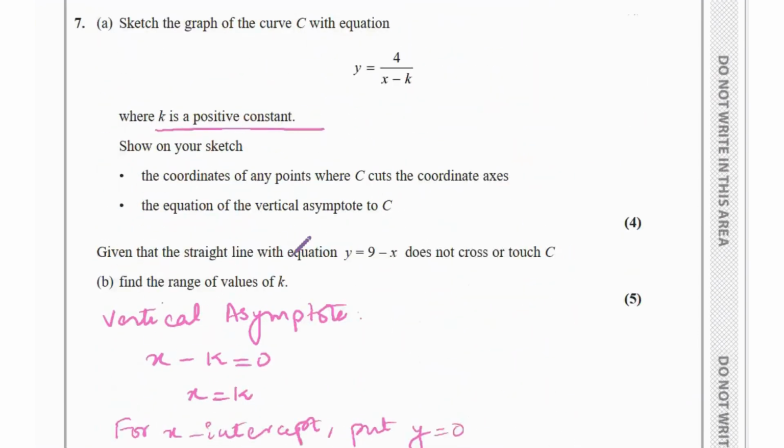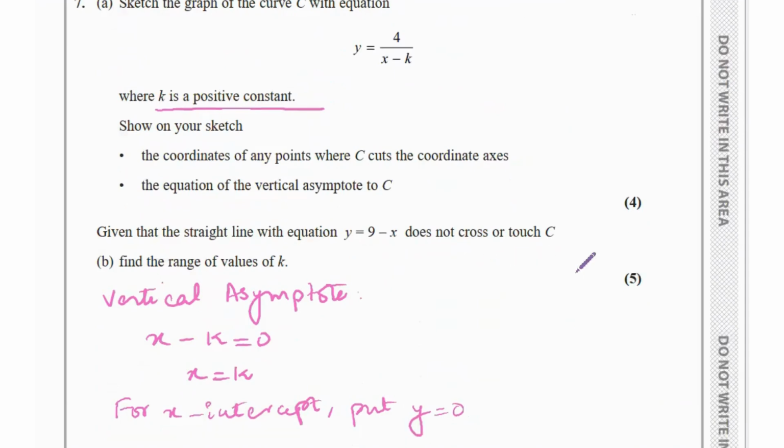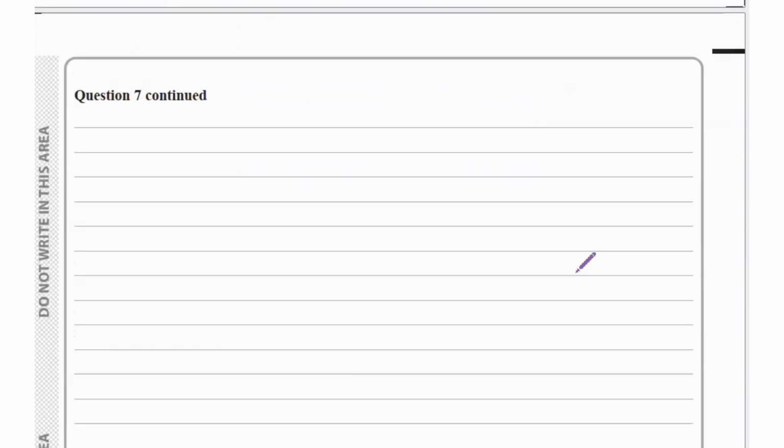Then they're saying, given that the straight line with the equation y equals 9 minus x does not cross or touch C, find the range of values of k. So now we'll talk about the discriminant. When your curve and your line are not intersecting, that means there is no x value, like there are no roots. So your discriminant is going to be less than 0. So b squared minus 4ac is less than 0.